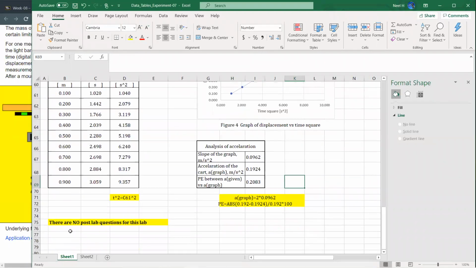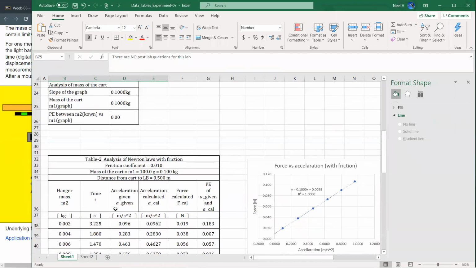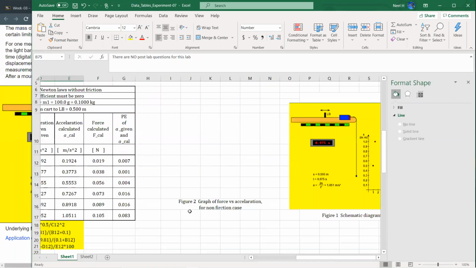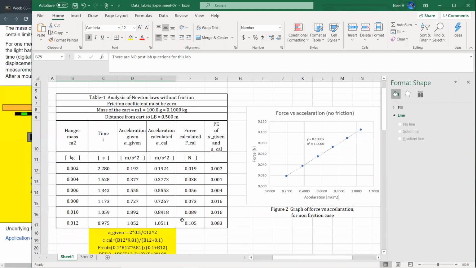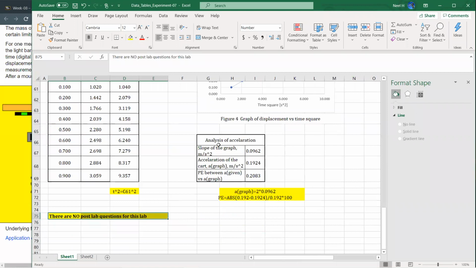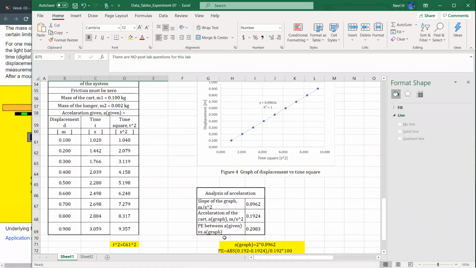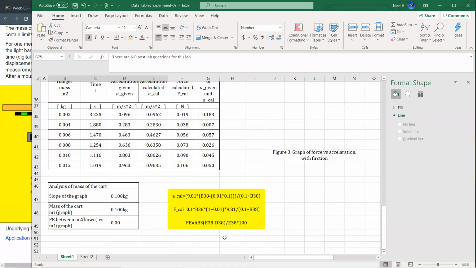Okay, and there's no post-lab question for this lab, okay? You see that term here, because most of the time a lot of you ask that question. So there's no post-lab question, and then 3 graphs, 1 simulator picture, and then 3 main tables, and then there's a little bit of small tables like this. These should go under the graph, right? Under each graph, you have to put the calculation related to that graph, okay? You have to show that. And then that's it, I think.